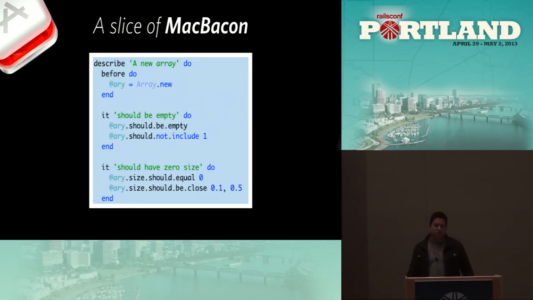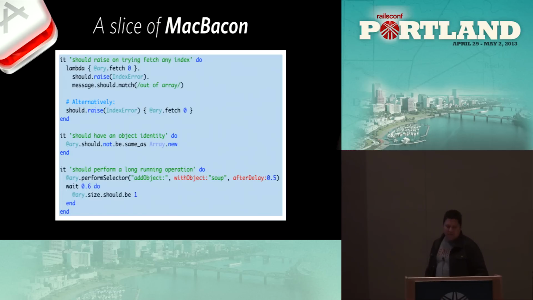Here's a little slice of MacBacon, and you can see that you have a describe block. You have a string that describes the context of the block. Then you have before blocks like you do in most BDD frameworks like RSpec. And then you have your it examples. So for example, an array, it should be empty, it should not include 1, things of that sort. You have more of this fluid method chaining API, whereas in RSpec now we have the expect parenthesis in some statement. So it's slightly different. It's probably closer to RSpec 1.0 than 2.0. And it has a lot of different things that allow you to basically do the type of testing that we're used to doing in the Ruby and Rails world.